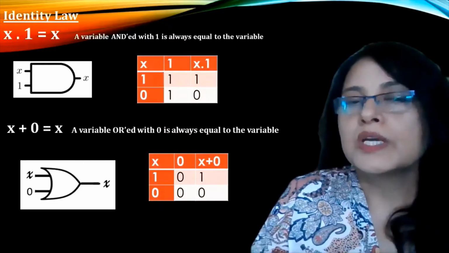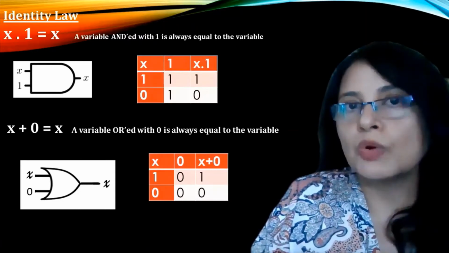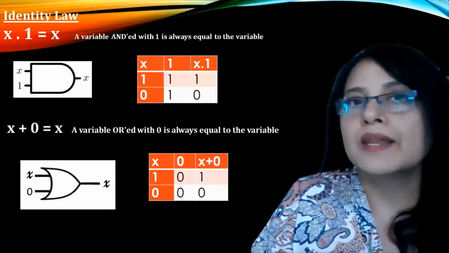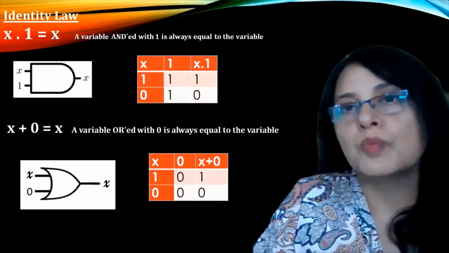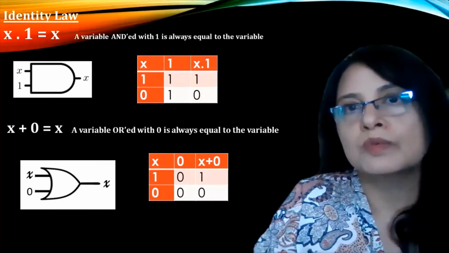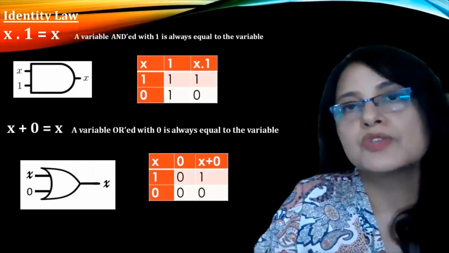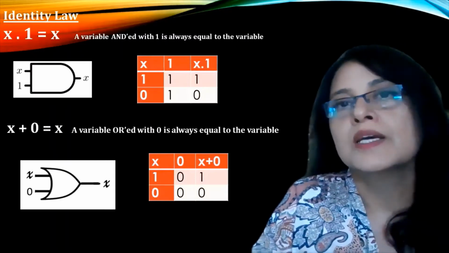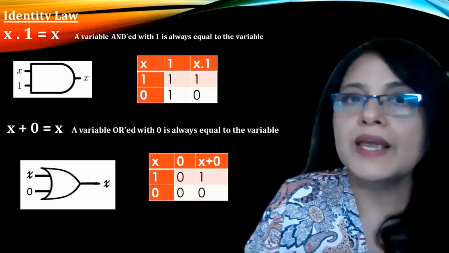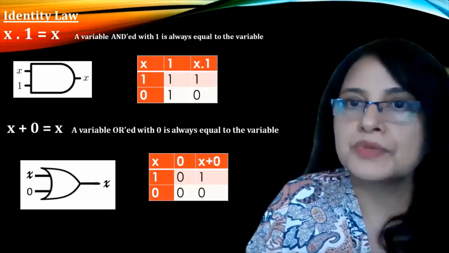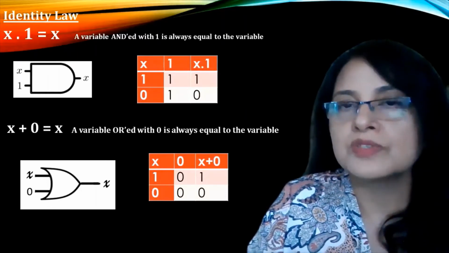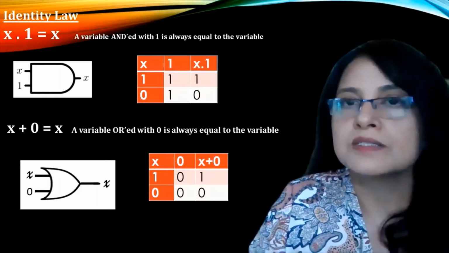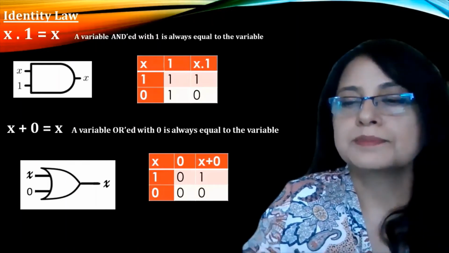The identity law is basically saying that if X dot 1 is taken, that means the AND circuit with X as one of the inputs and 1 as the other input, then the output is always going to be X. And if you look at the truth table, you'll be able to see that the value of X and X dot 1 is the same. Similarly, X or 0 will also give you X. And if we look at the truth table, we see X is 1 or 0, and X plus 0 is also 1 and 0. So the output is X.